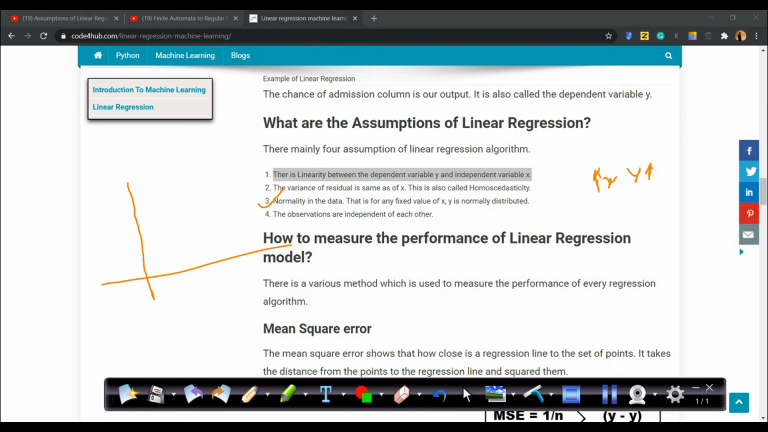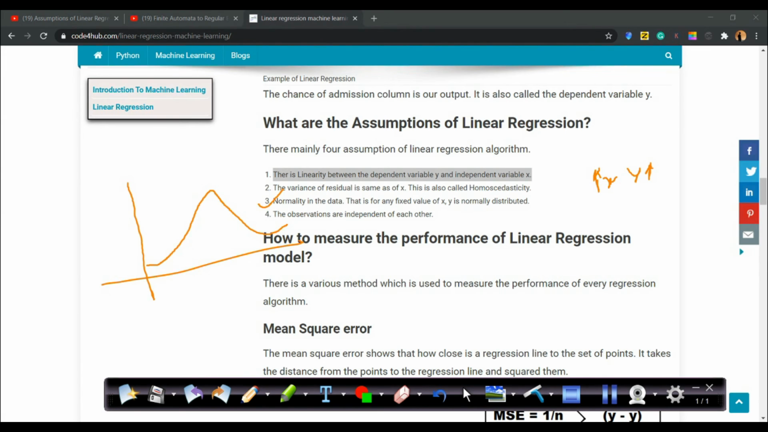And what is the meaning of normally distributed? That means that when you plot your data, it will look something like this, a bell-shaped curve. This is the bell-shaped curve which you will get whenever you plot your data. That means the linear regression model assumes that our data is normally distributed.